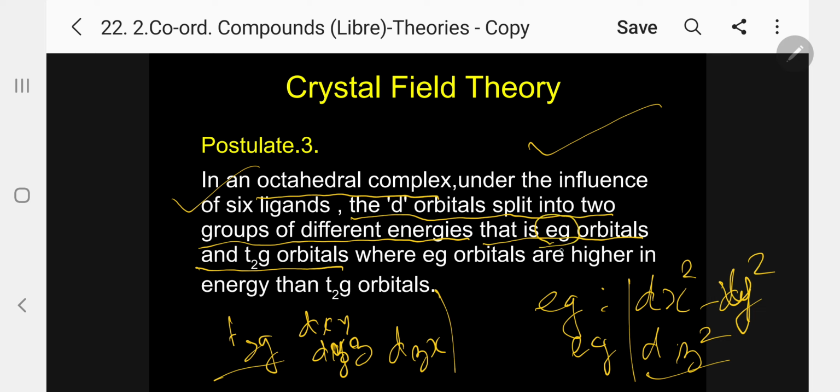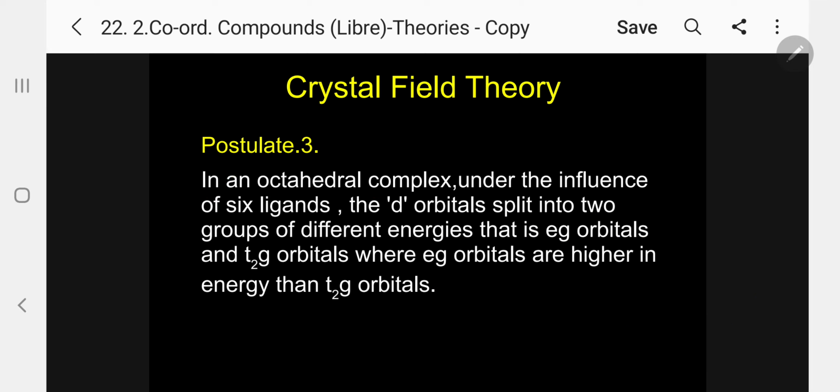Actually I have to mention here that it is d x square minus y square and d z squared orbitals, and dxy, dyz and dzx orbitals, I have to say. But all books are following this, so I am following the book usage. But I am indicating, kindly keep it in mind, it is not correct to use it here, it is only a molecular orbital symbol. Kindly follow. So let me start again. So that is EG orbitals and T2G orbitals, where EG orbitals are higher in energy than T2G orbitals.